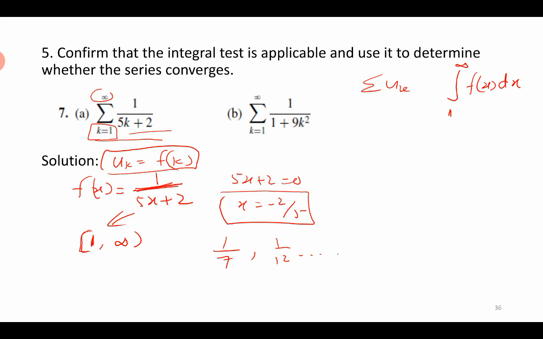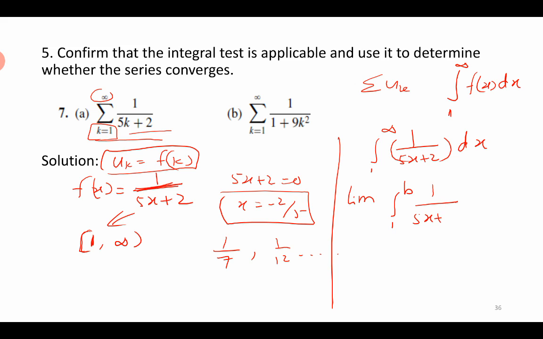So we have to integrate the function to get the answer. The integration is from 1 to infinity of 1 over 5x plus 2 dx. It is an improper integral, isn't it? So the upper limit is infinity. You will write the limit as b goes to infinity of the integral from 1 to b of 1 over 5x plus 2 dx. When you differentiate the denominator, you should get 5 in the numerator, isn't it? So multiply and divide by 5. So the answer is 1 by 5.